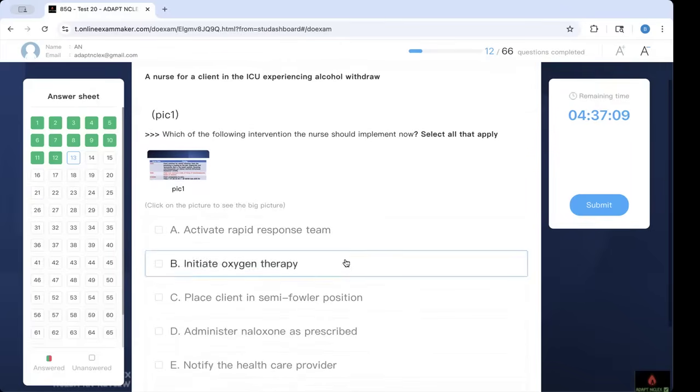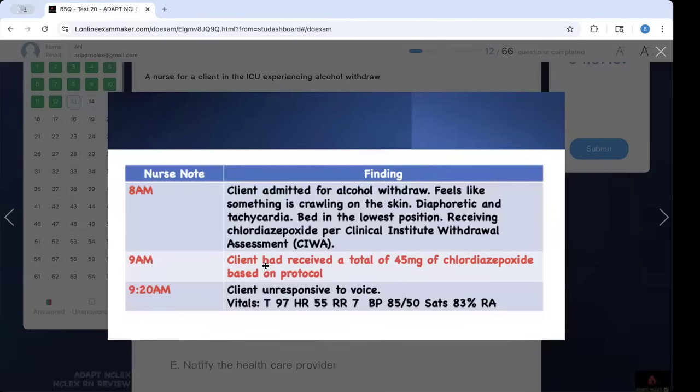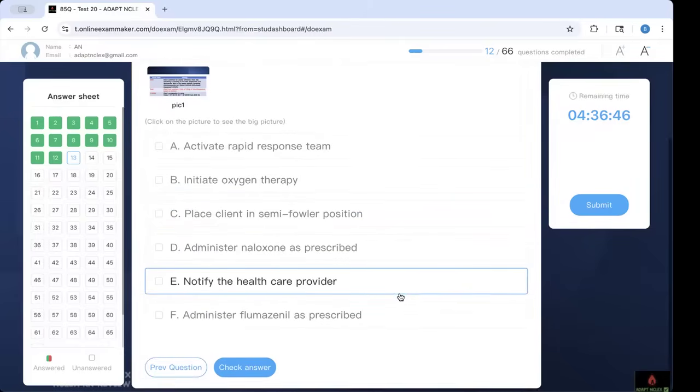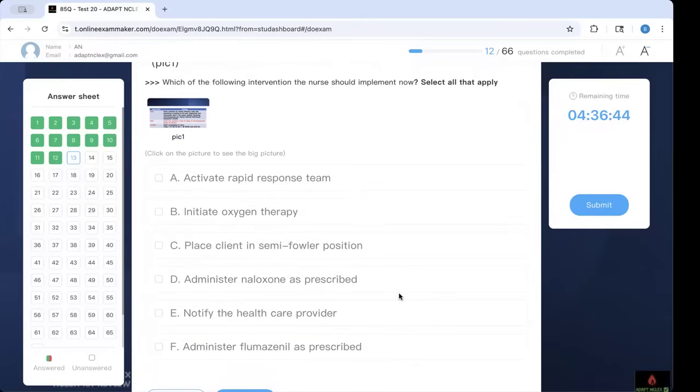The patient has alcohol withdrawal. We're monitoring them. We're following the CIWA protocol. In the CIWA protocol, you have to use this benzo medication and titrate it based on their condition. At 9:20, this is what you have. The patient is unresponsive, bradycardic, respiratory rate is going down, blood pressure is going down, saturation is going down. What do you think? That's all. The patient is having an issue with what?